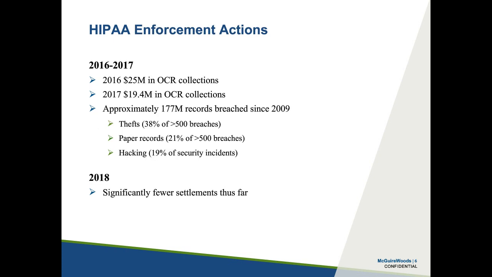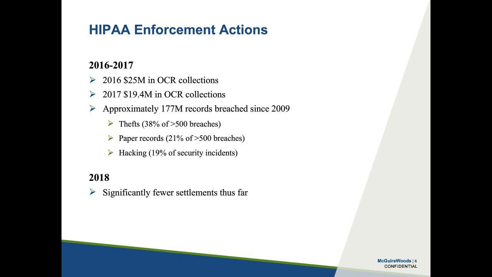On this slide, I just have a short reiteration of what happened in 2016 and 2017. In 2016, there was about $25 million in OCR collections and settlements. That, of course, doesn't include the cost of investigations, monitoring, or corrective action plans, but certainly the settlement amounts were very high. In 2017, obviously they went down, which makes sense due to the administration change, just about $20 million in OCR collections.